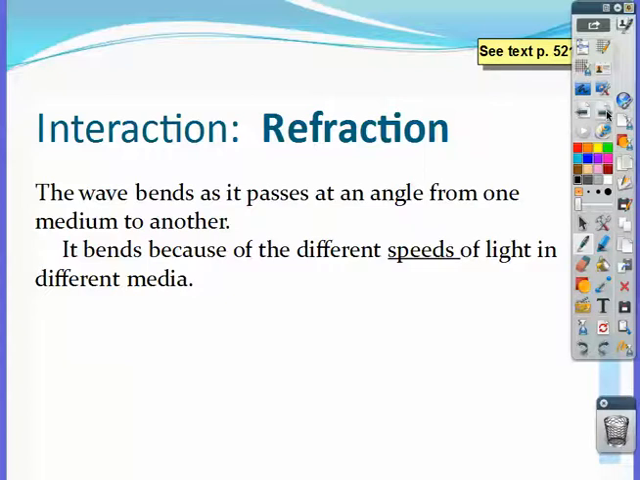You have to have the first medium, like say the air, for instance, and a second medium, like the water, for instance. The reason why the wave bends is because of the different speed at which the wave travels through the different medium. In the case of a light wave, it travels faster through the air than it does through the water. So when one side of the wave hits the water, it slows down, but the other side hasn't hit the water yet, so it continues to travel at its air speed, its faster speed through the air.